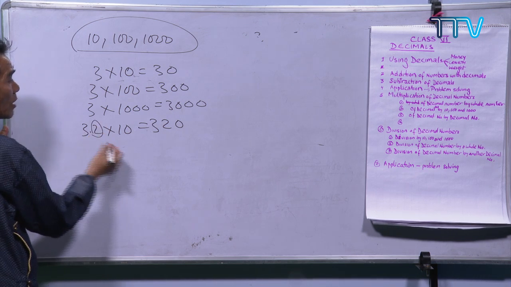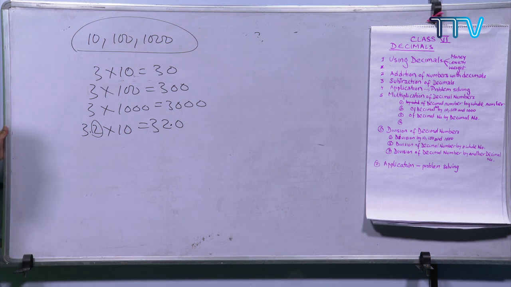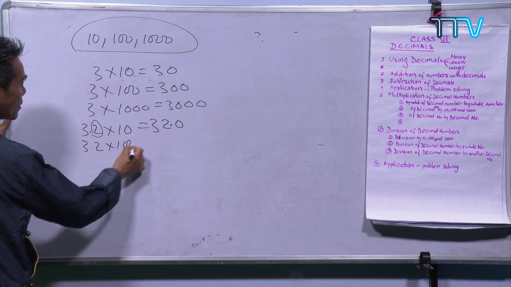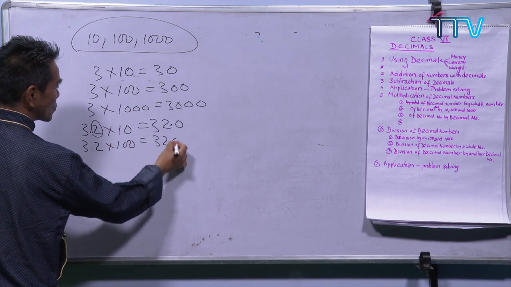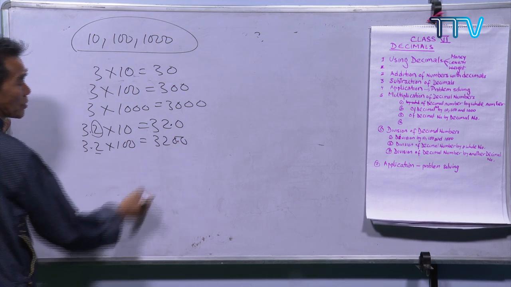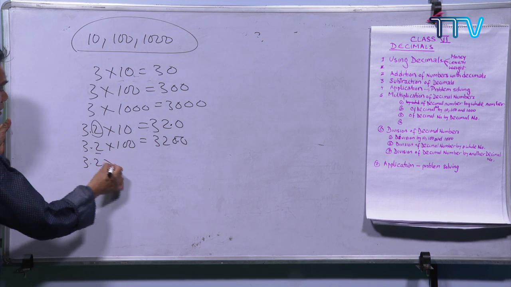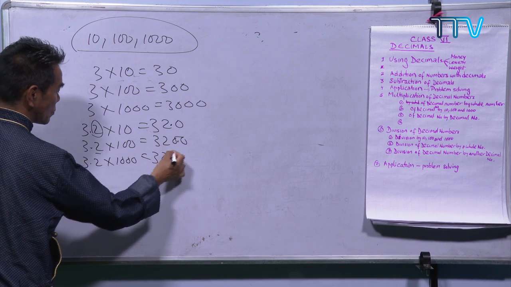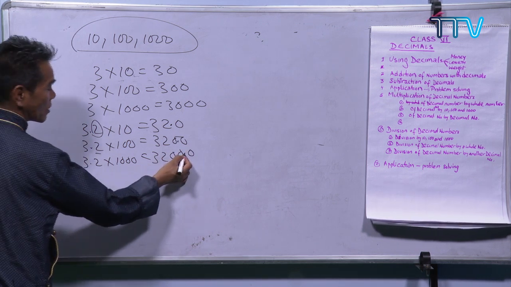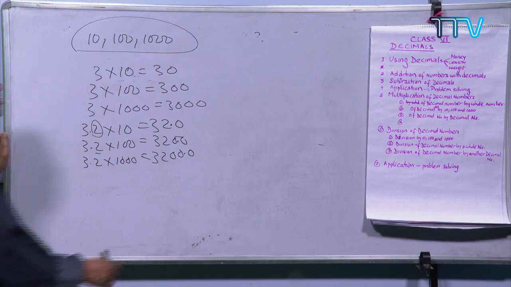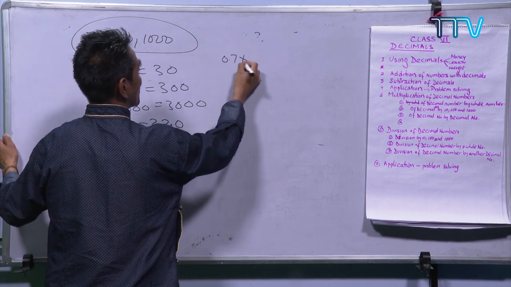So place the decimal point over here. 3.2 multiplied by 100 is 320. 3.2 multiplied by 1000 is equal to 3200. Then the shortcut: move the decimal point one place for each zero. Now 0.7 multiplied by 10.